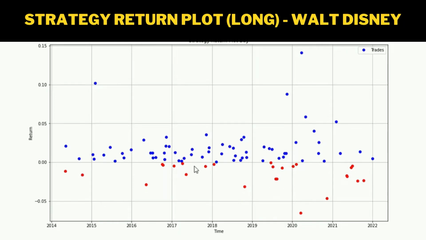All the red dots are the trades that generated negative return, while the ones in blue are the ones that generated profits. If you recollect, I said the maximum loss in a trade was about 7%. So you can see that trade here, which happened between 2020 and 2021. And the same period, we also saw a trade which made us the highest profit, which was about 14%.